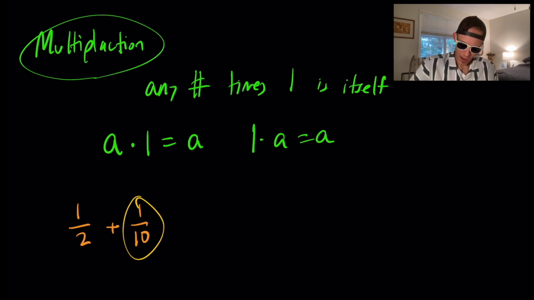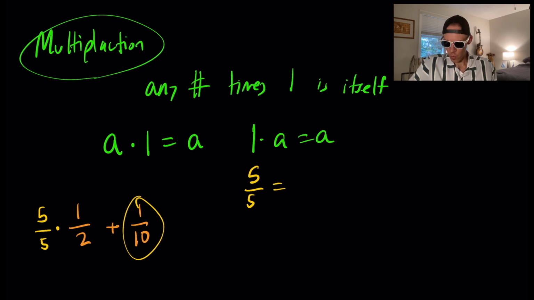But this 1/2, what I'm going to do is multiply the top and bottom by 5, or I'm going to multiply that fraction by 5/5. Well, what is 5/5? That's just division. So 5 divided by 5 is 1. So we're multiplying 1/2 times 1. All we're doing is rewriting that fraction in a different way so that it has a denominator of 10. We're not changing the value.